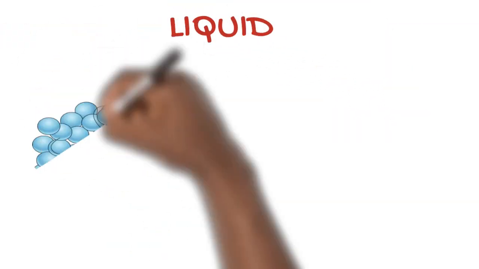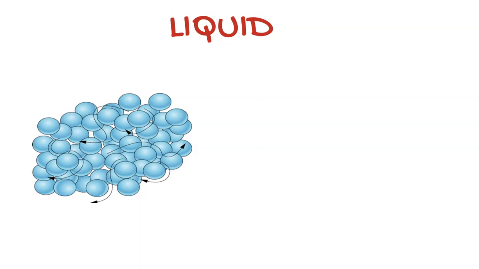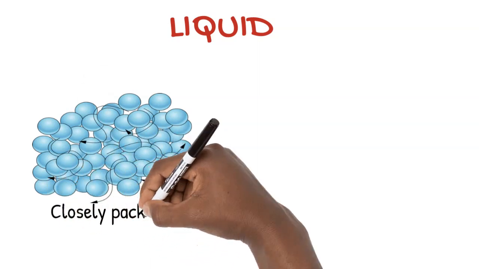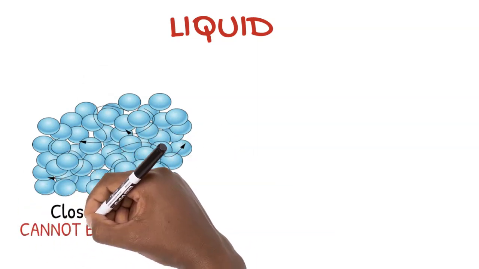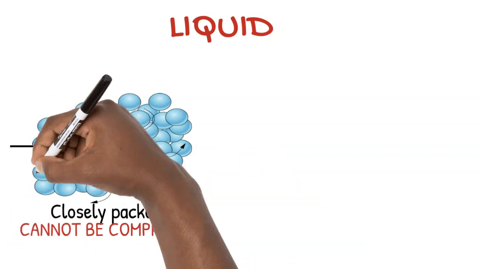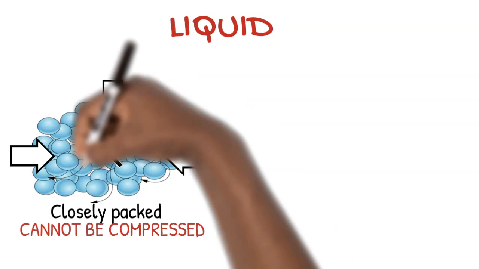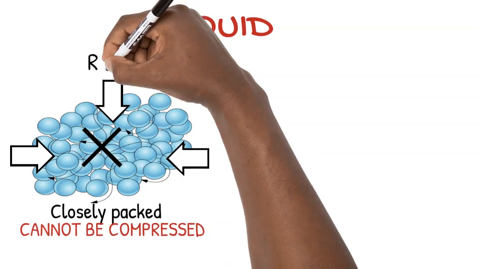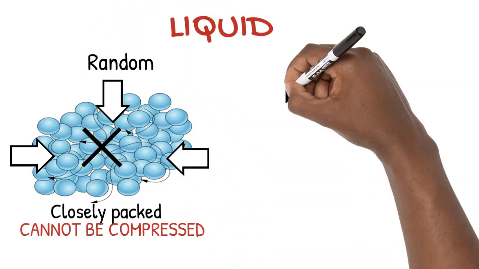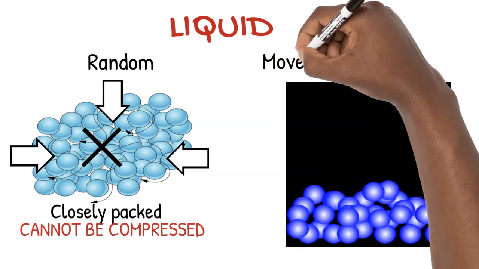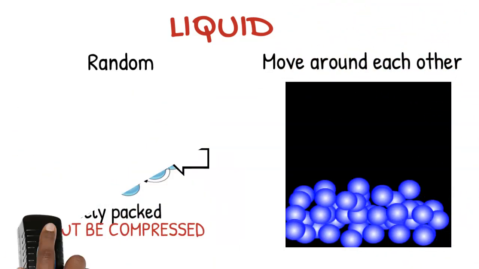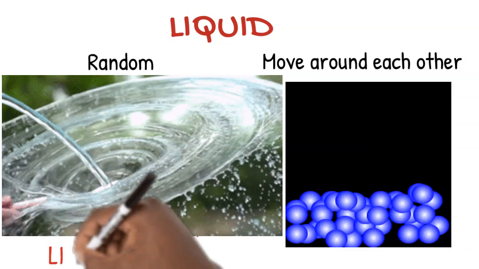For liquids, the particle diagram shows that the particles are closely packed and they are not able to be compressed as well. Because again, as you try to compress them, because of the closeness of the particles, they cannot move. They are arranged in a random pattern and the particles are able to move around each other, which explains why liquids can flow.